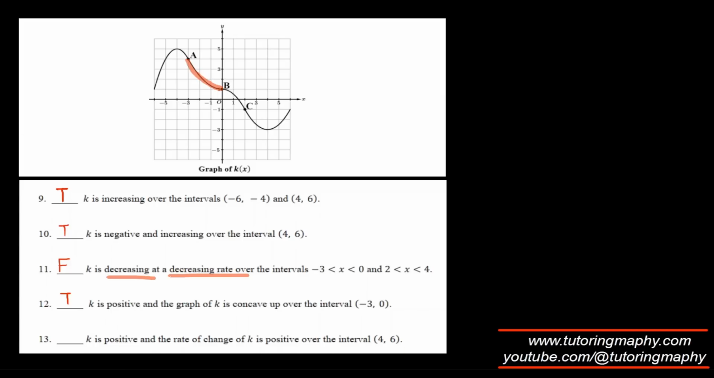K is positive between 4 to 6. So 4 to 6 is right here. K is positive? Well, absolutely not. How can K be positive? K is just negative because it is below the x-axis. There's not even any need to read further.